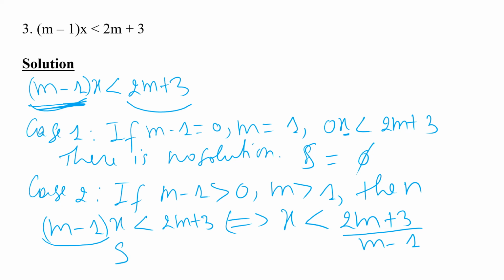Now our solution set S is equal to negative infinity to 2m plus 3 over m minus 1. Now this one is excluded.